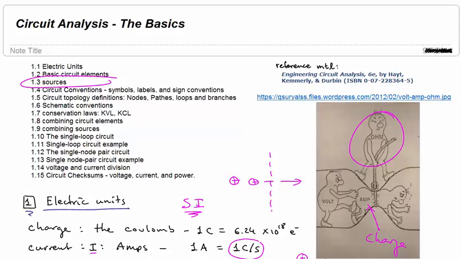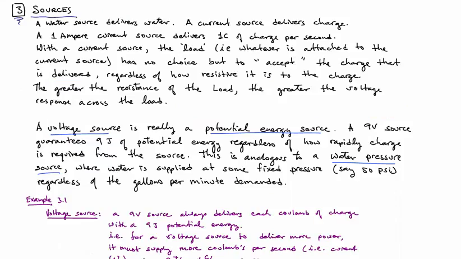Let's talk about sources. Just like we had the basic elements of resistors, capacitors, inductors, we also have basic sources, primarily voltage and current sources. So we're going to think analogs again. You think of a water source as delivering water; a current source delivers charge, and a 1 amp current source would deliver 1 coulomb of charge per second.